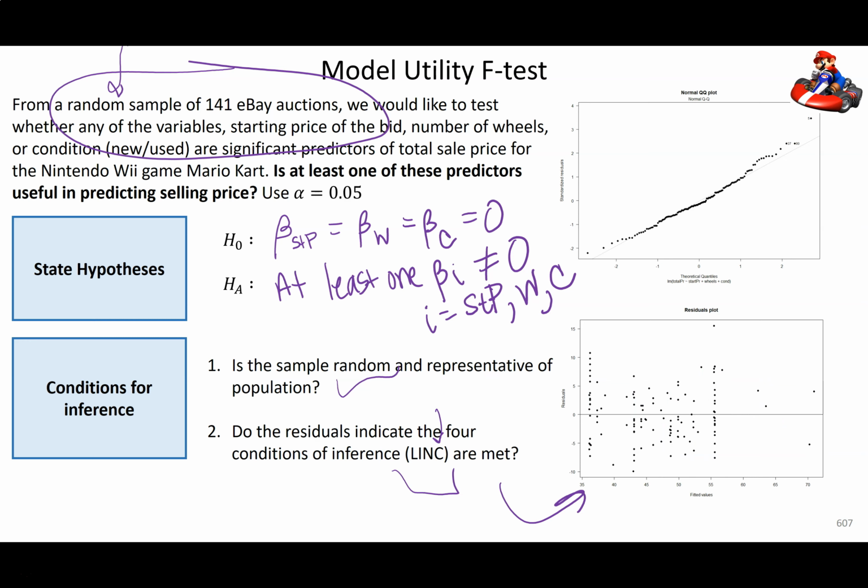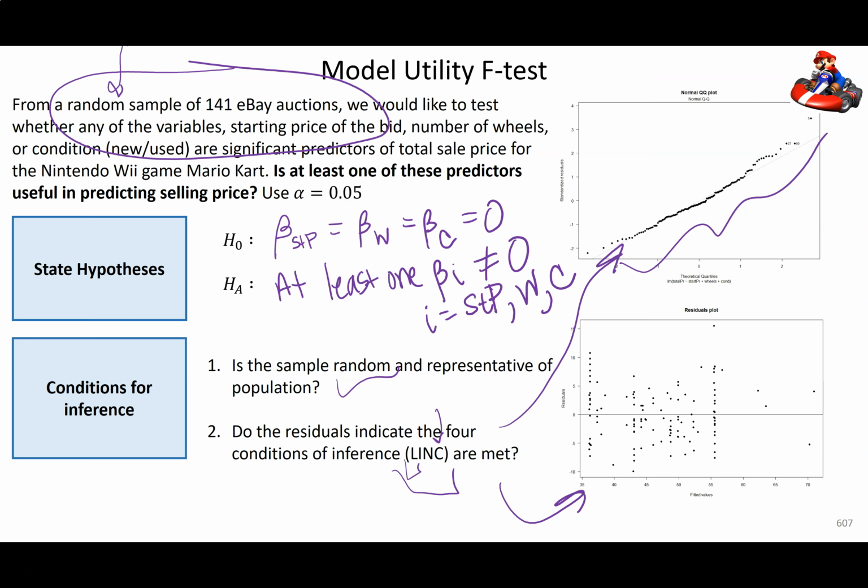Normality, I would want to look at this normal QQ plot. It looks like there's a little deviation from that line, but these points fit this line pretty well, which would mean yes, the normality condition is relatively well met.